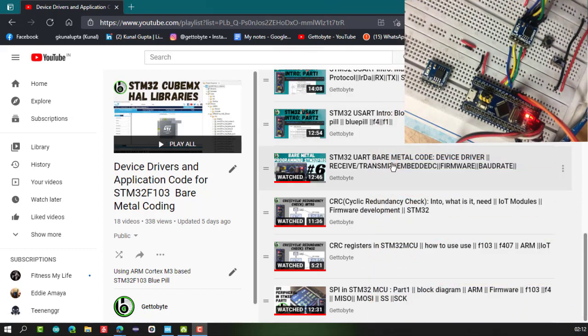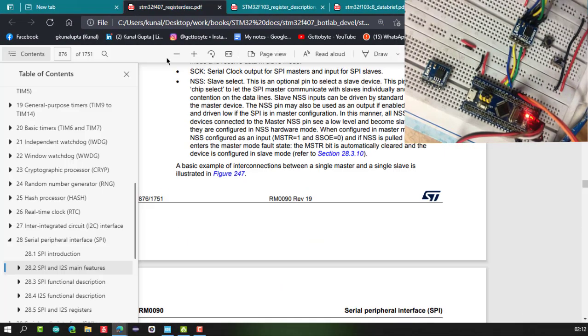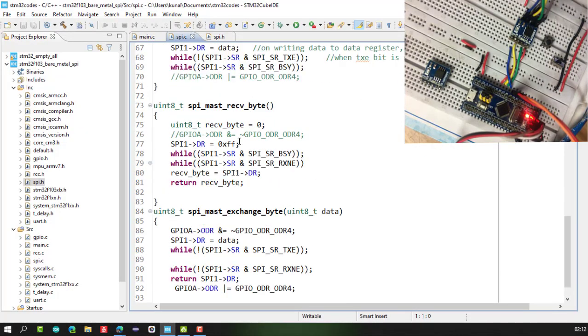This is in continuation with the device driver and application code for STM32F103, or STM32 bare metal coding. In the last video of this playlist, we finished the block diagram for our SPI communication and for our SPI peripheral in STM32 microcontrollers. Now in this video, we are going to write the code of our SPI peripheral.